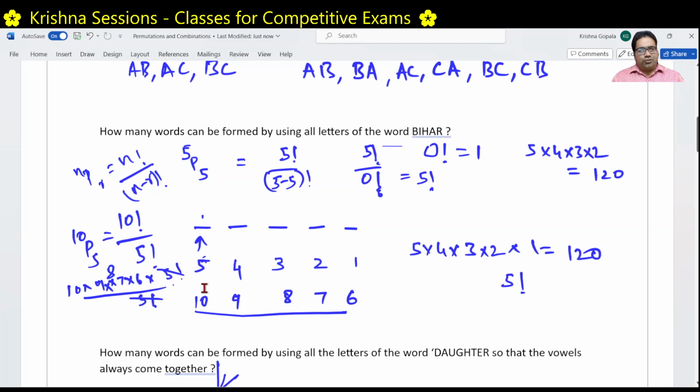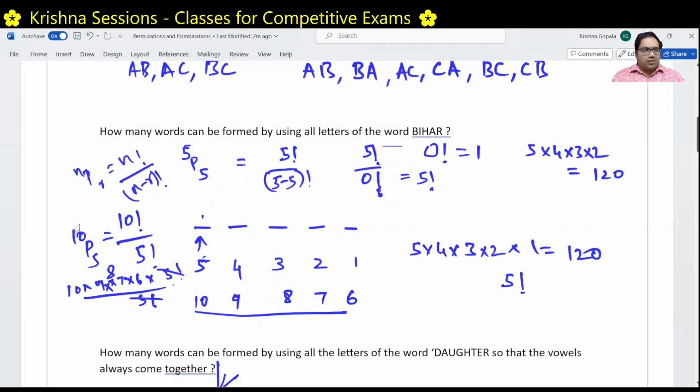Right. Let's try to visualize that also. If there are 10 letters, for the first letter, you can fill in 10 options. Second letter, you have 9 options. Third letter, you have 8 options. Fourth letter, you have 7 options. Fifth letter, you have 6 options. So what does that mean? This is also the same thing: 10 into 9 into 8 into 7 into 6.